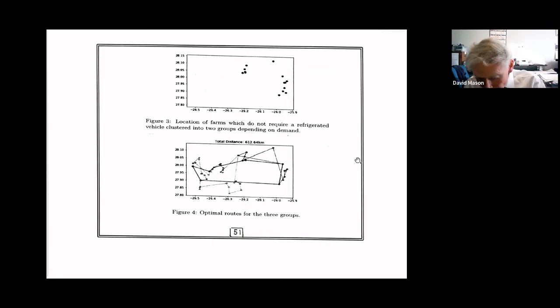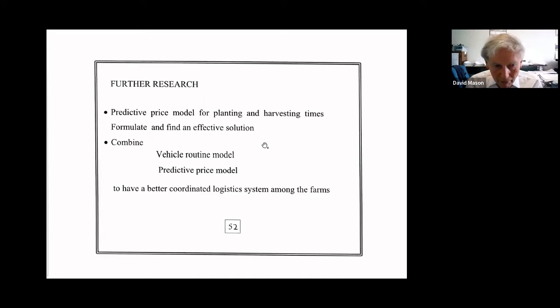So the routing problem was solved. The predictive price model for planting and harvesting times, clearly very important, is still to be formulated and an effective solution found, and then combine the two. Now this is typical of the reports in our proceedings. Part of the problem is solved, and then there's more work still to be done in projects and even masters and so on.